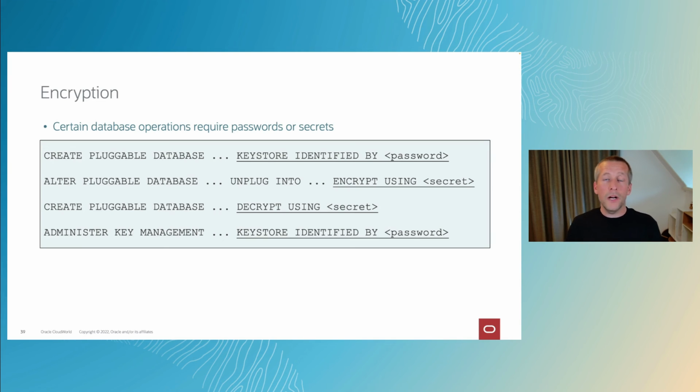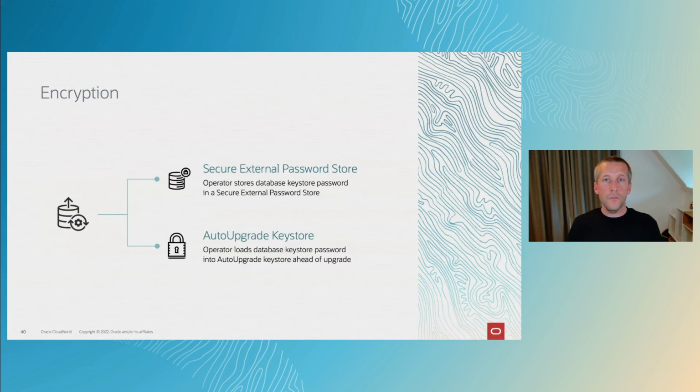When you provide the key store password to AutoUpgrade so it can use it later on, AutoUpgrade must have a safe way of storing that password. There are 2 ways that AutoUpgrade can handle that. Either it can use a secure external password store. That's a feature inside the database where the database can store the key store password for later use. If you have configured such, AutoUpgrade will detect it automatically and use it. If not, you, as an operator, can supply the key store password to AutoUpgrade, and then AutoUpgrade can store that password in its own key store, and then it can safely retrieve it later on when it's needed.